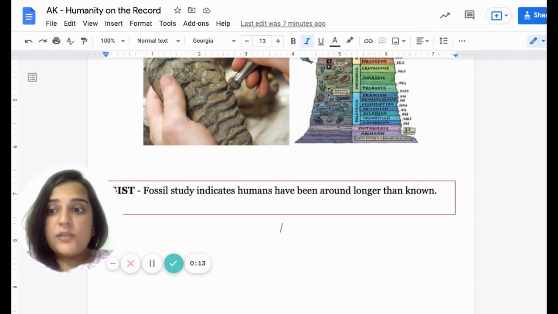It took me a few trials to come to my 10-word gist. I started with this gist. To find out the year of a fossil is not an easy job, but I felt this gist did not talk entirely about the section. So then I tried this. Complex fossil study by paleontologists suggests man has been around longer than previously known. But this was going way beyond the 10 words. So I reread the sentence and took a few words out. And then I arrived at my 10-word gist. Fossil study indicates humans have been around longer than known.